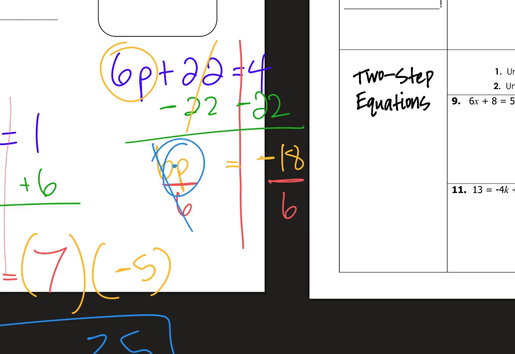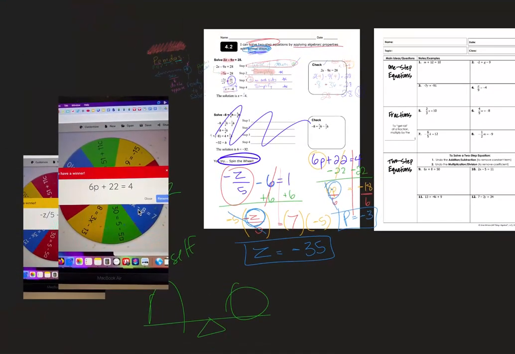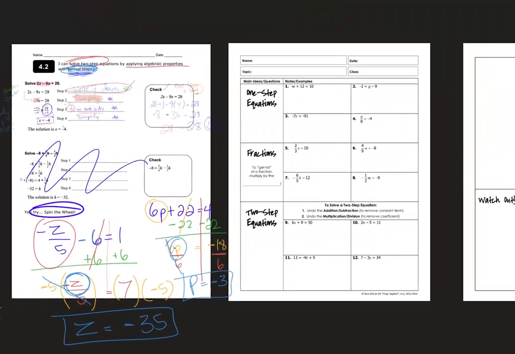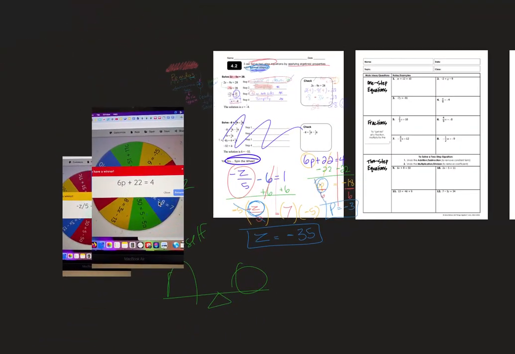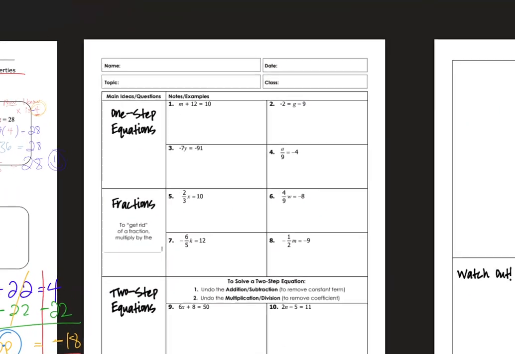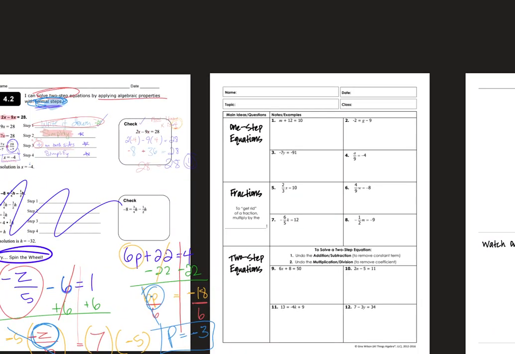And now we have p equals negative 3. So this is how I began the day for everyone coming back from Thanksgiving break, and it's also how we ended the week for Thanksgiving, because I wanted to see if you know what the heck we're doing.